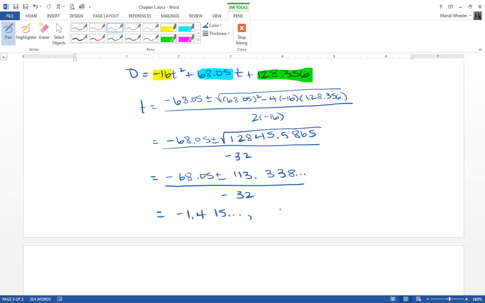Now I'm going to do it with the other one. Open parentheses, negative 68.05 plus, and scroll up and highlight that number. Close parentheses, divided by negative 32. Oh wait, that was the plus. Let's try the minus. The minus gives us 5.668, and it keeps going on forever. So that means it's going to take about 5.7 seconds for that object to hit the ground.